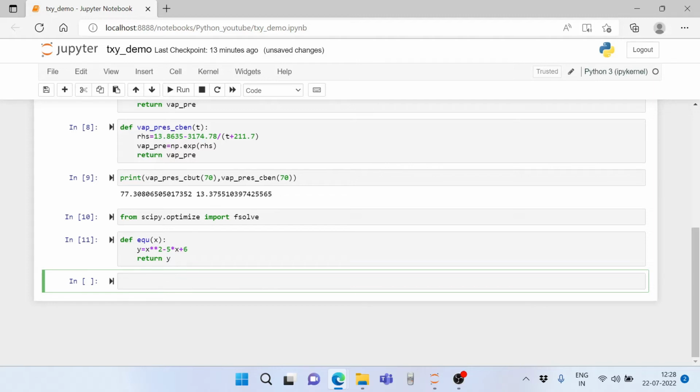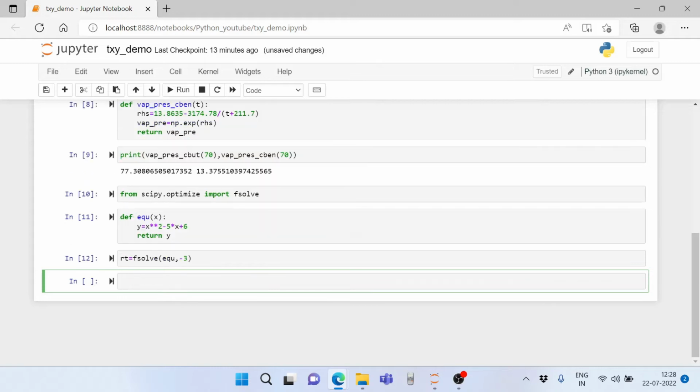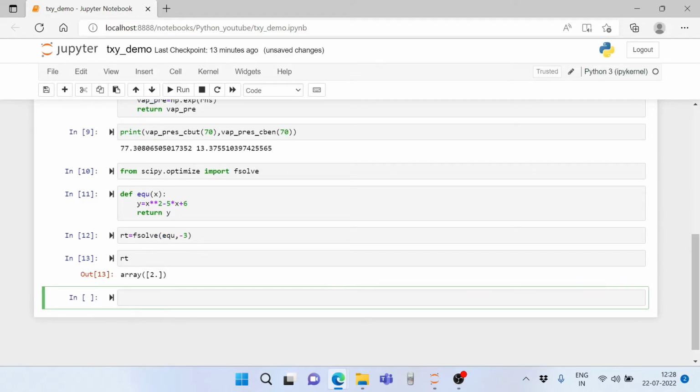So what do we do? Well, we write RT is equal to fsolve, and then we write EQU, and we start with some initial guess of the root. So the initial guess, let it be -3. And let's check what RT is now. It gives you the first root, that is 2. Yes, indeed 2 and 3 are the two roots.